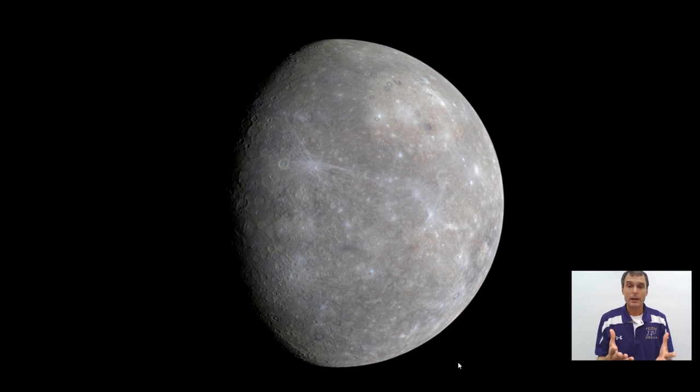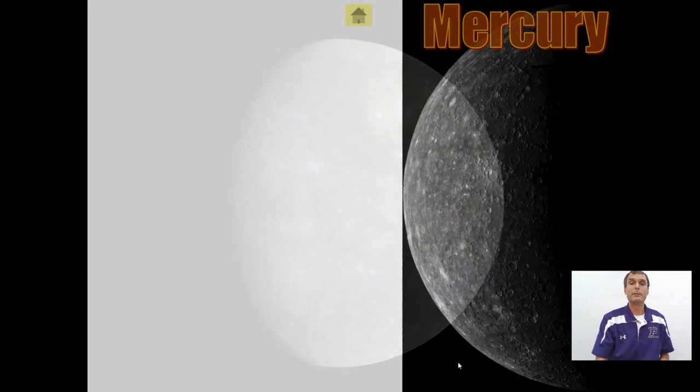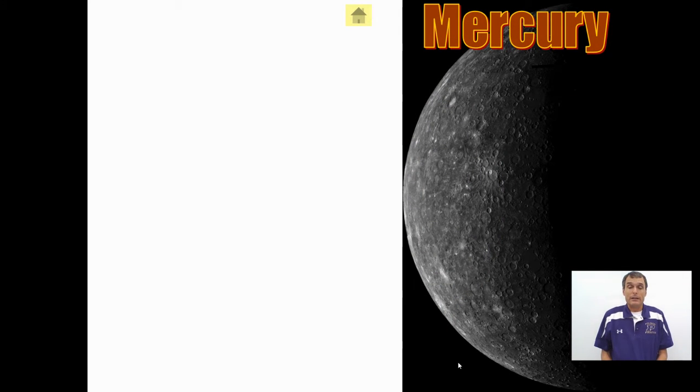Now, this object you can see here looks a lot like the moon, and that's why we didn't study it for a very long period of time. But this is not actually the moon. This is actually the planet Mercury. And this is the closest planet to the sun. A lot of interesting things about Mercury, so let's get to it.